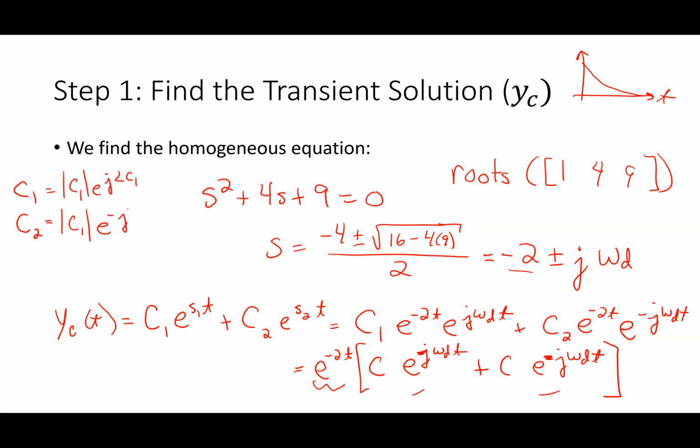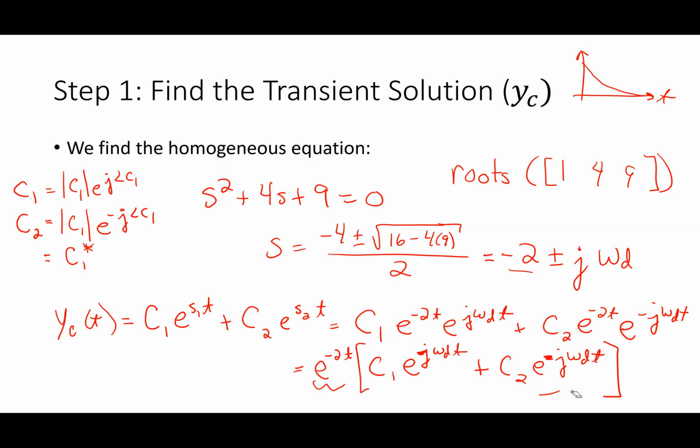And their angles are opposite of each other. If their angles are opposite of each other, what's true about C2? What's the term I use for that? Conjugate, right? So C2 is always the conjugate of C1. And that's what's needed for this to happen: C1 and C2 have to be conjugates of each other.